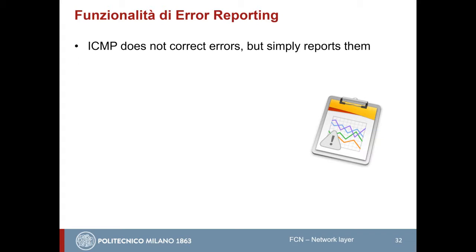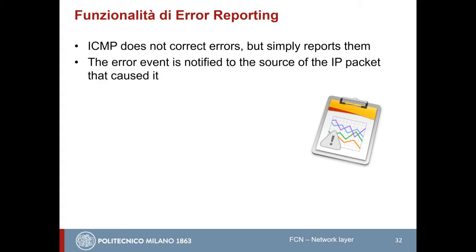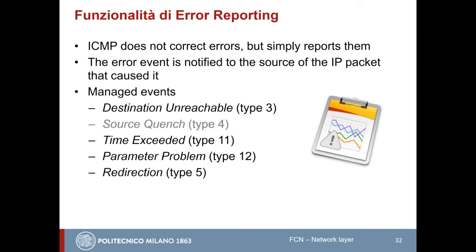So as we have already mentioned, IP does not correct errors, but reports about errors. And usually errors are notified to the source of the IP packet that caused the errors. Most frequently, the source is an interface of a host, but it can also be an interface of a router. And these are the most common events that are managed in this case: destination unreachable, time exceeded, parameter problem and redirection. There is also source quench, but it is not used anymore.